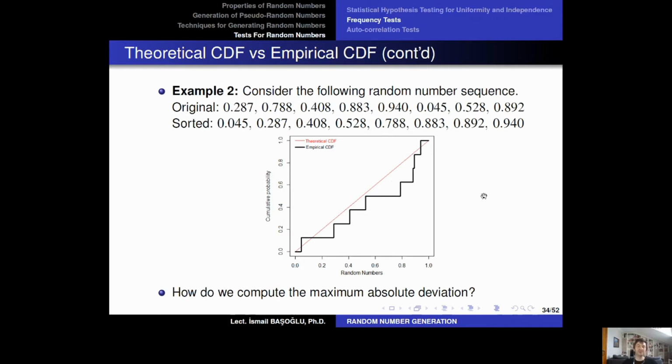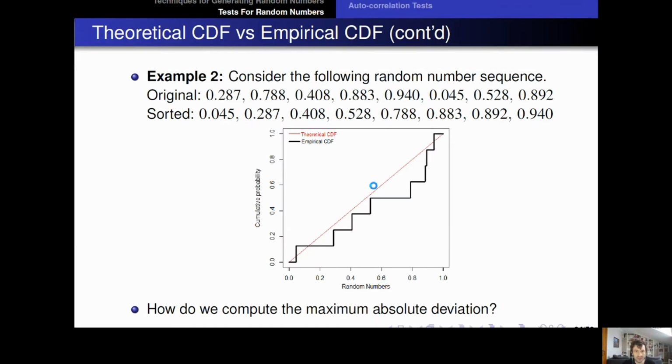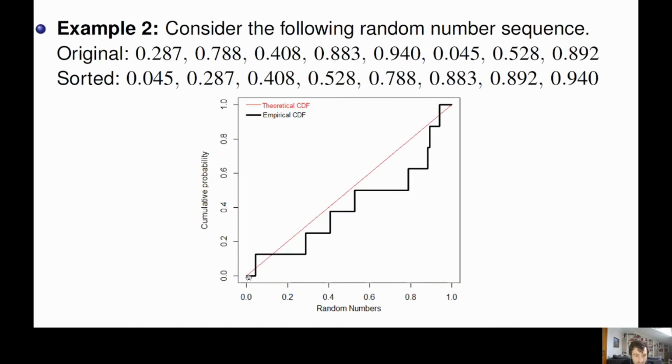All right. So in this example, we have the original sequence of 8 numbers this time. And we have the sorted version of these from smallest to largest. And again, you see, we have the theoretical CDF, which is a red line. And this is our empirical CDF, which has a stair shape, but this time it consists of 8 steps. So your first jump, starting from 0, is observed at 0.045 as 1 over 8, or 0.125. The second jump is observed at 0.287.